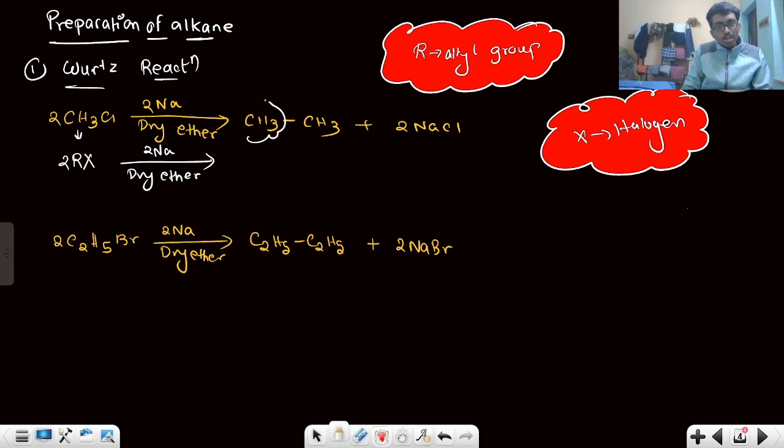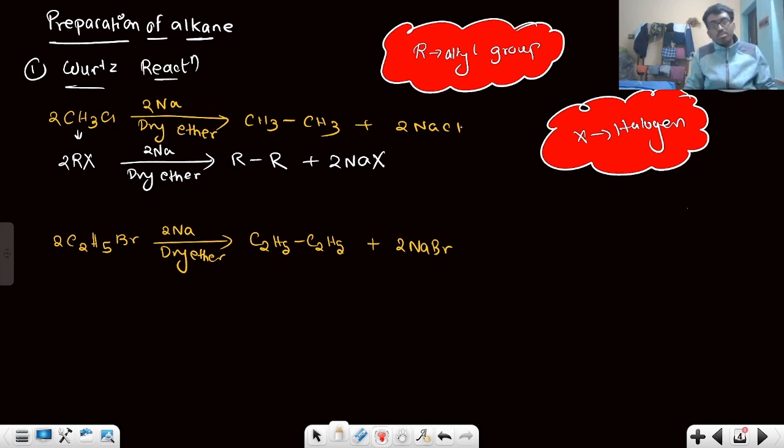Here this is also an R. So can I write R bonded R? You can see from there, no? R bonded R. So I am writing R bonded R. Right? And this is 2NaCl. So then I can write 2NaX. Right? So this is the general formula which you need to remember for Wurtz reaction.